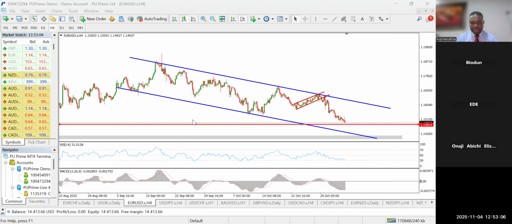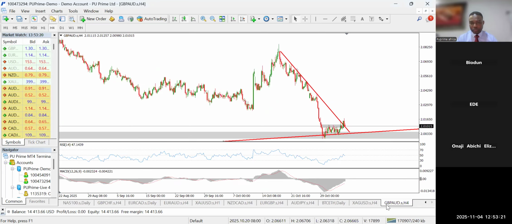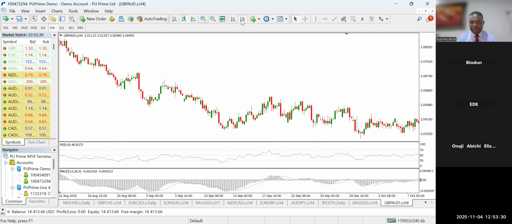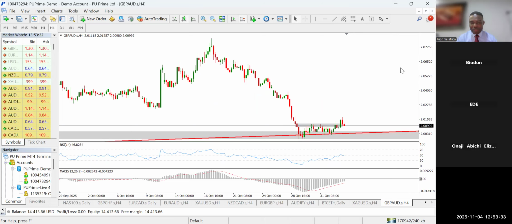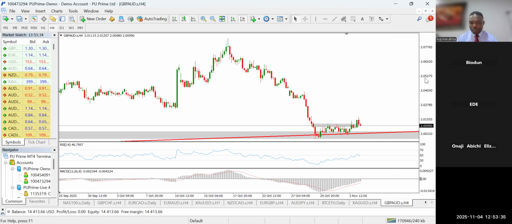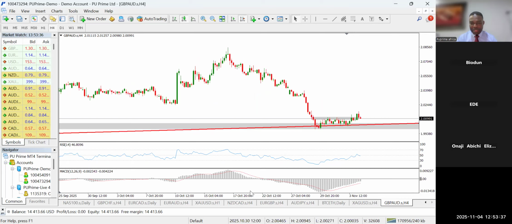Okay, Madam Onaji, GBP AUD. Yeah, I mentioned this yesterday also. For GBP AUD, price already broke out to the upside. But with the market not having sufficient volatility to push price, we may experience some decline. But I still believe it will eventually break out to the upside.